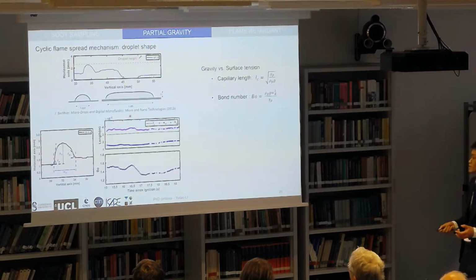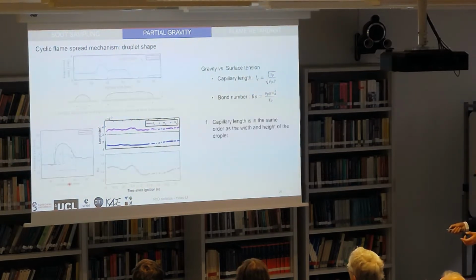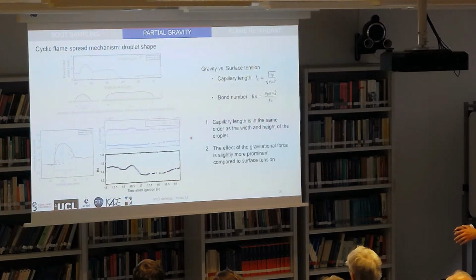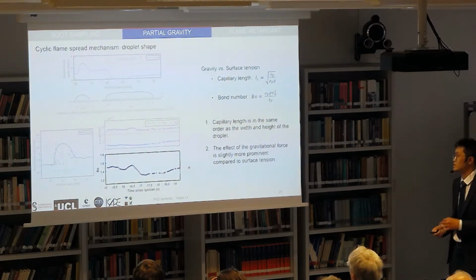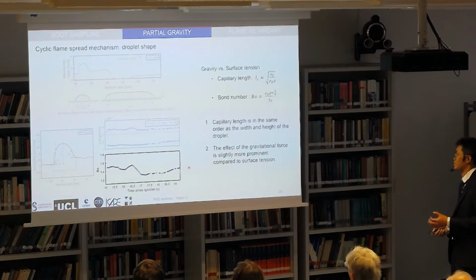A similar analysis can be applied to our droplet. If we plot their characteristic length and the capillary length on the same plot as a function of time, we can find that the capillary length is in the same order as the width and the height of the droplet. Another way to study the competition between the gravity and the surface tension is to calculate the Bond number, which is the ratio of the gravity to the surface tension. From the plot, we can find that this number is always slightly over 1, which means that the effect of the gravitational force is slightly more prominent compared to the surface tension.